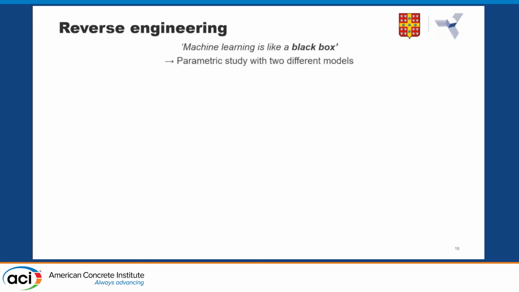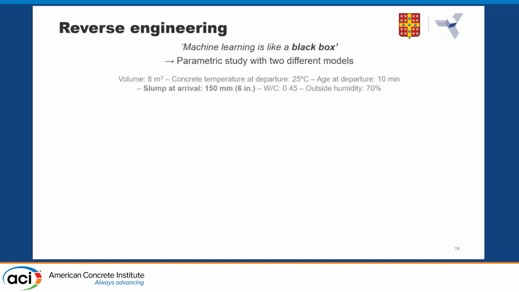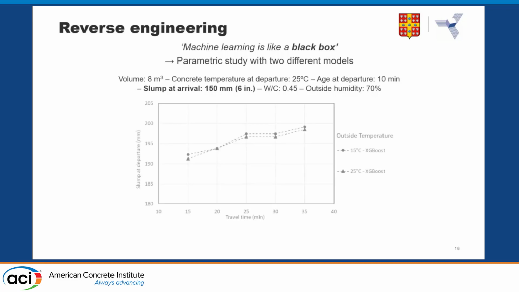And to show you why, I'm going to present a parametric study that we did with two different models, so it's reverse engineering. To do that parametric study, we had to choose some scenarios. By scenario, it's setting some values for our inputs in our model. And the important one here is slump at arrival, 150 millimeters. Then we can ask the different models what would be the answer based on those values.